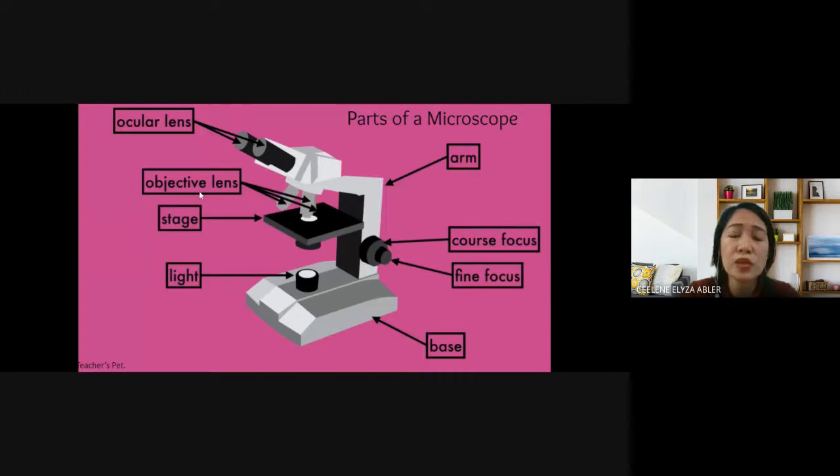Okay, usually meron tayong tatlong objective lens. Usually, the third one, class, is for the oil immersion. Oil immersion is for clarity. The best resolution kasi for other na organisms, like mas malaki yung magnification, is actually nasa oil immersion na objective lens, which for light microscopes is usually 50 or 40 times.